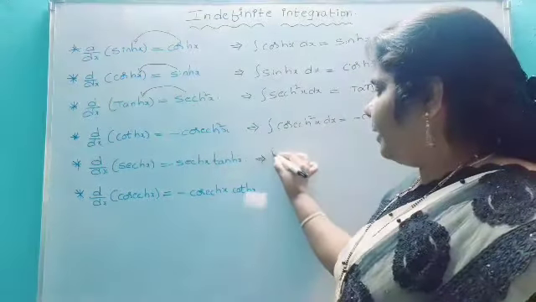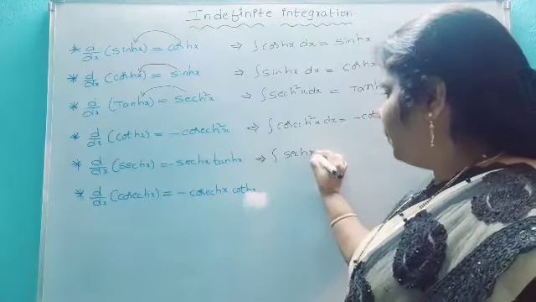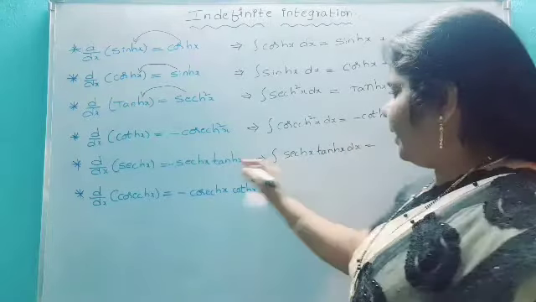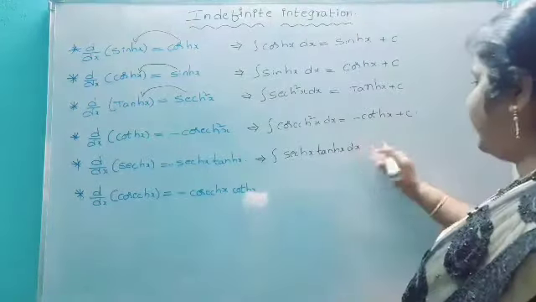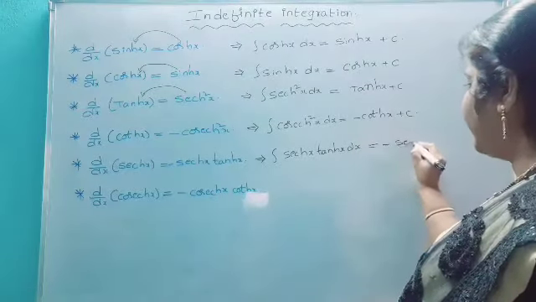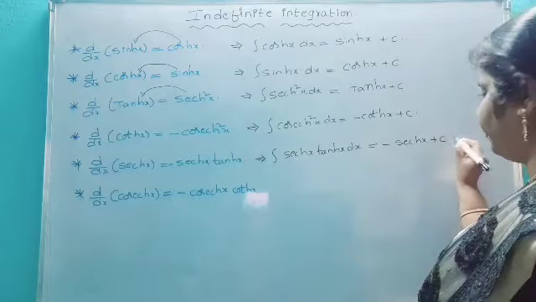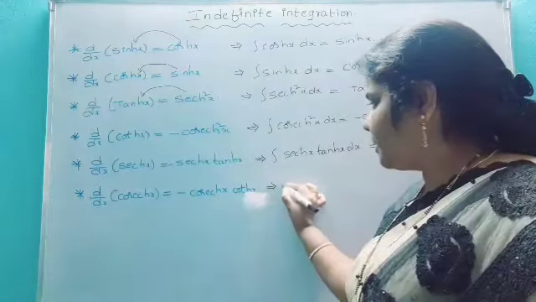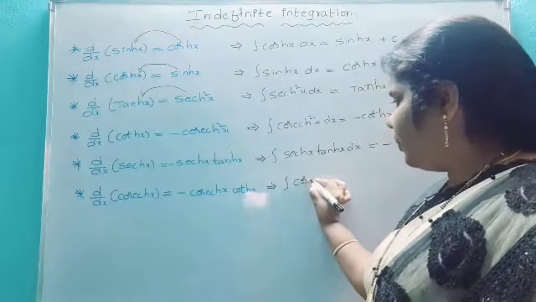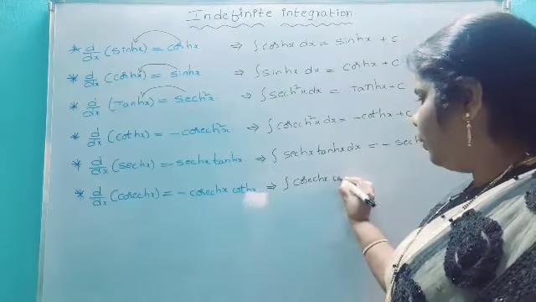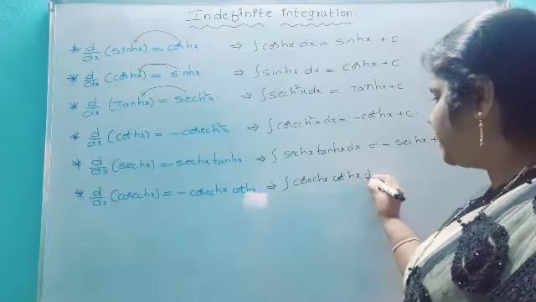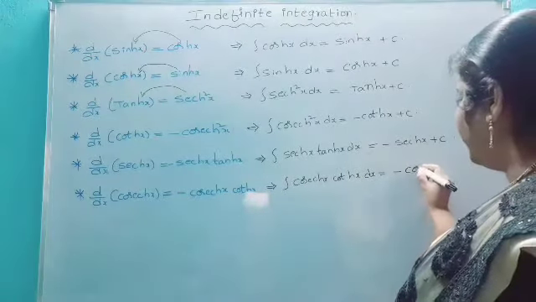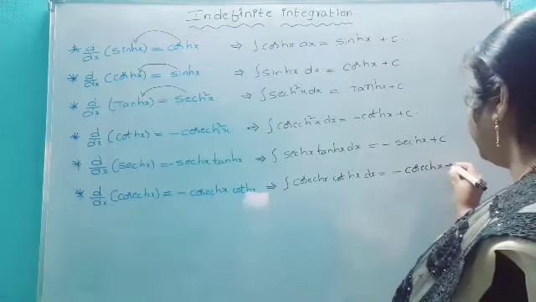Next, apply the integration to the function sech x into tanh x. Integral of sech x into tanh x dx is equal to, this minus transferred to that side, minus sech x plus c. Next, apply the integration to cosech x into coth x. Integral of cosech x into coth x dx is equal to minus cosech x plus c.